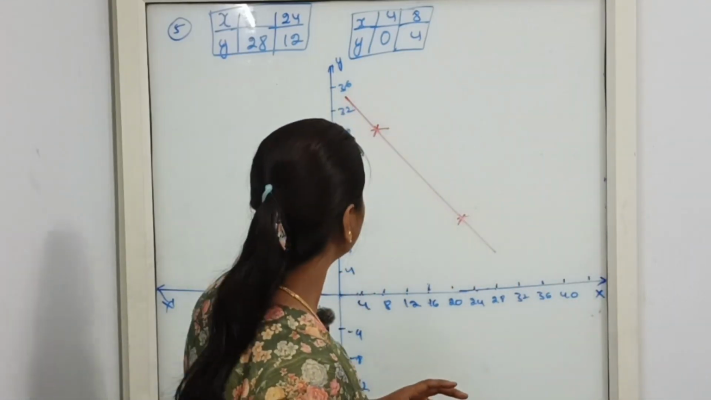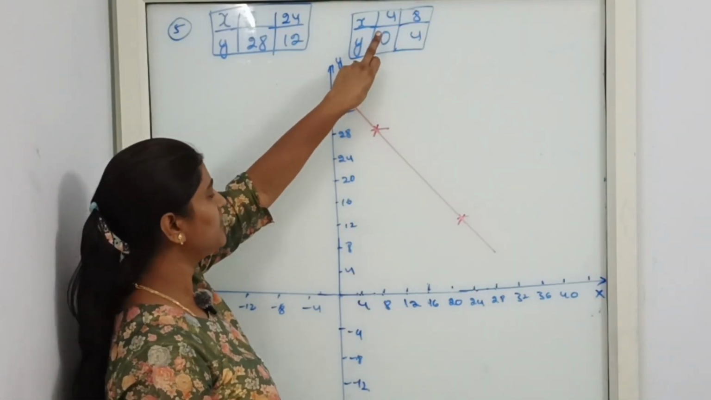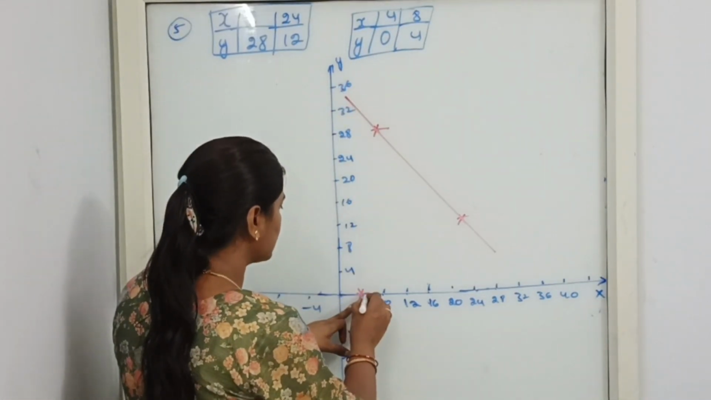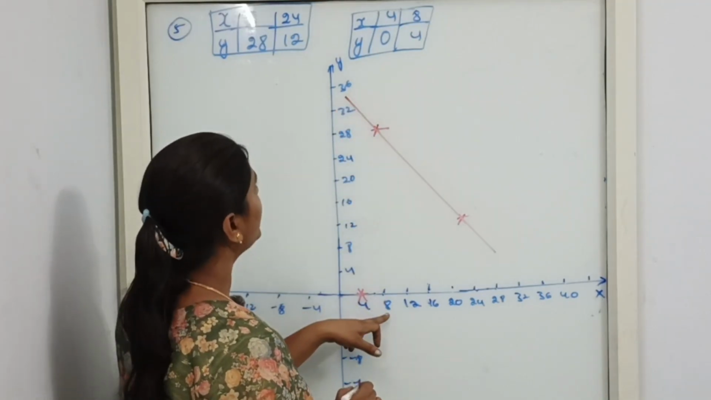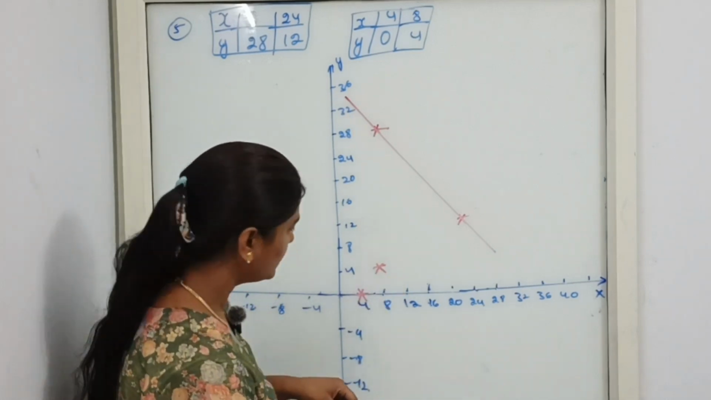Okay. And the next one is, if x is 4, y is 0. Y is 0 means it lies on the x axis. And if x is 8, y is 4 here. Join them.